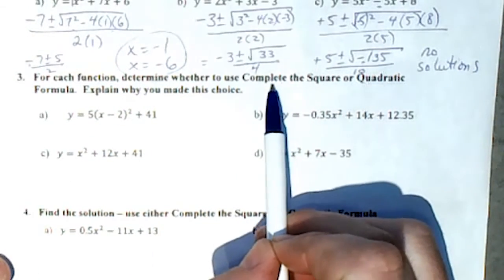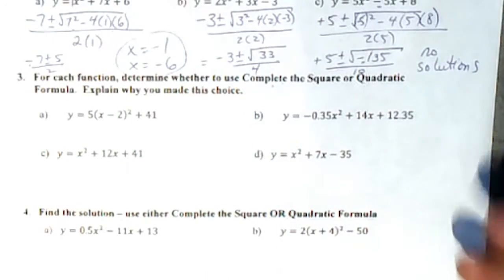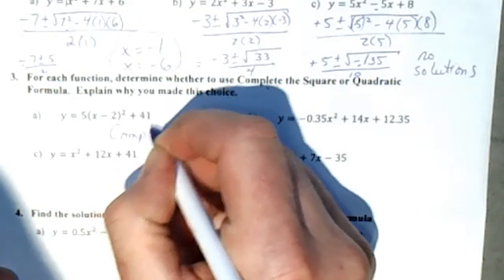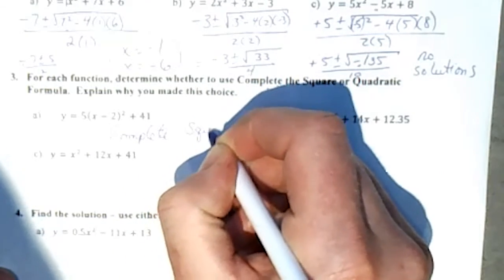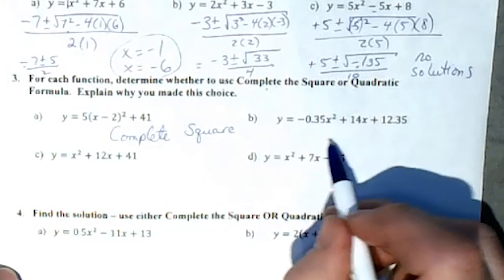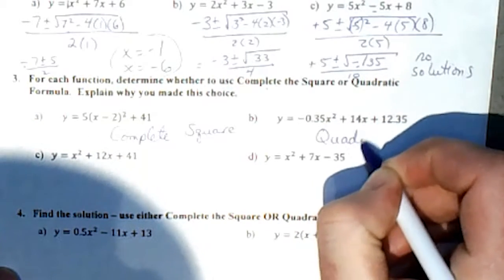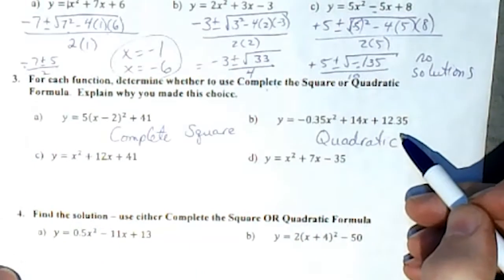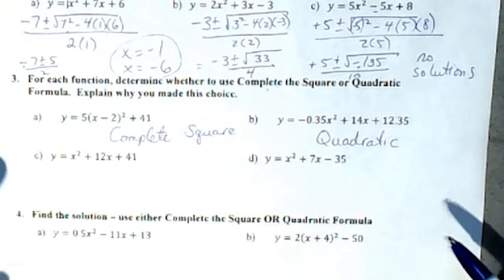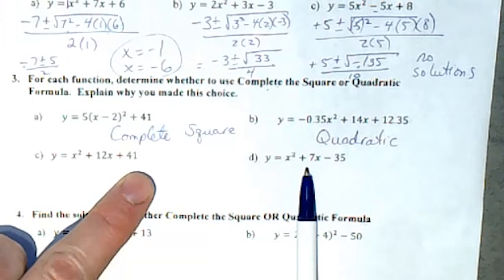So when we decide whether it's complete the square or quadratic formula, the key thing here is, and the easy ones are, if it's in vertex form, automatically complete the square. If it's general form with weird numbers, decimals, fractions, automatically do the quadratic formula. Trying to complete the square with numbers like this just makes it really hard. The harder one to decide is when it's general form and it's nice easy numbers like these two.